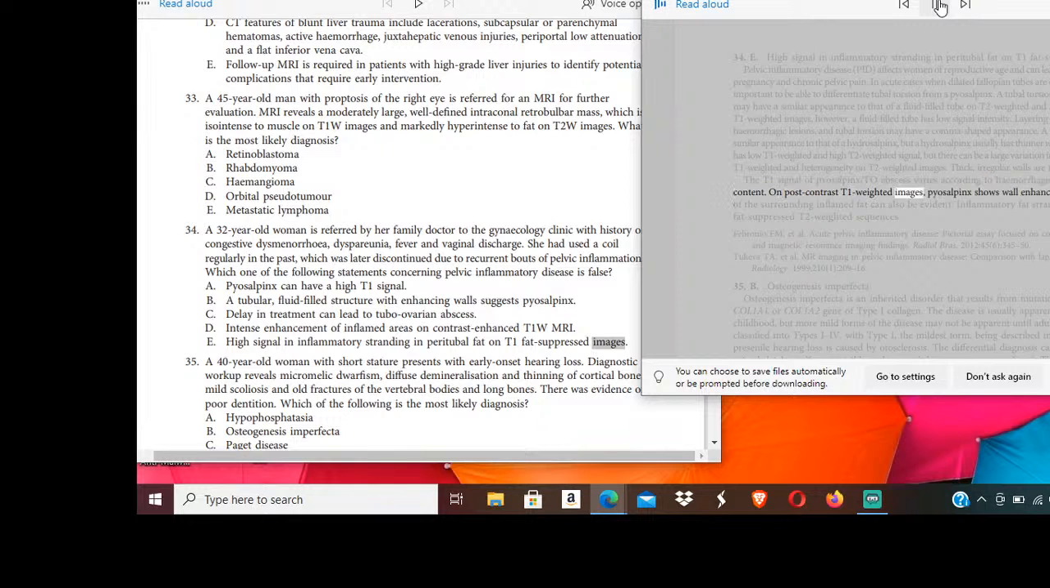On post-contrast T1 weighted images, pyosalpinx shows wall enhancement. Enhancement of the surrounding inflamed fat can also be evident. Inflammatory fat stranding is also seen on fat-suppressed T2 weighted sequences.